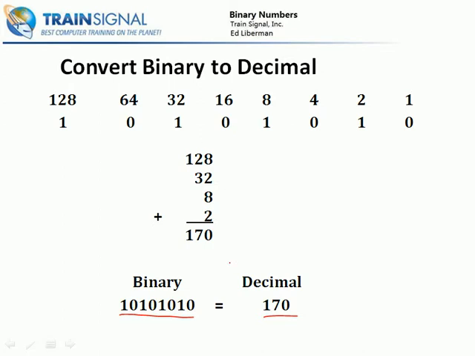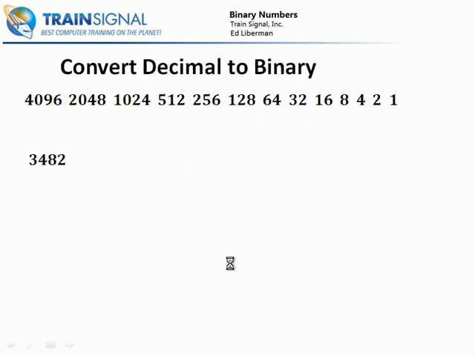But what tends to be a little more confusing is when we want to go the opposite direction. So let's take a look at that. Let's look at converting a decimal number to binary. Well, here we have that decimal number of 3,482 that we originally started with.